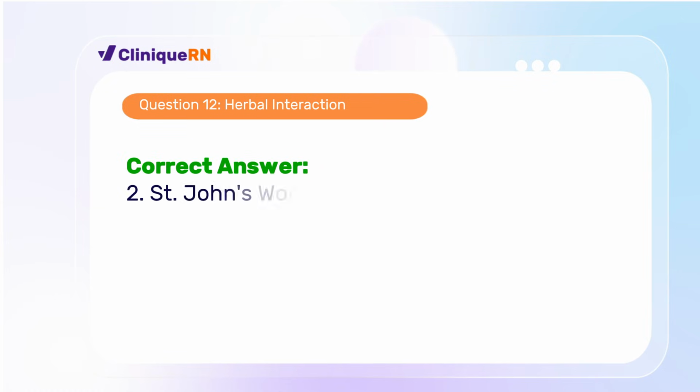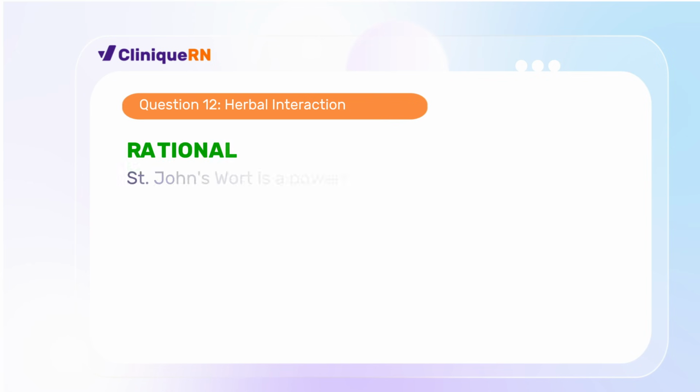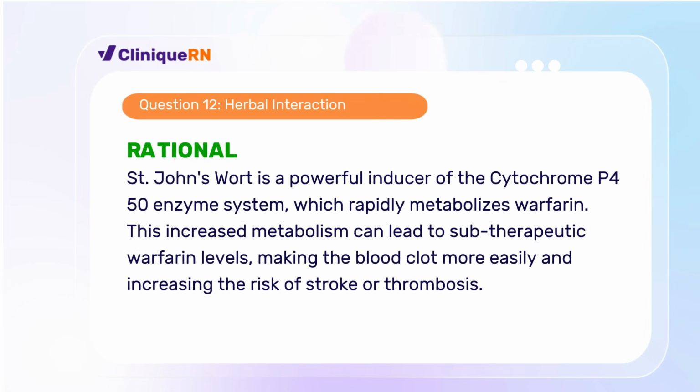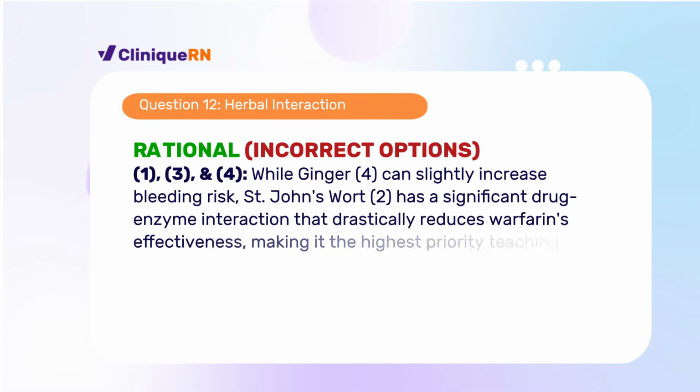The correct answer is 2. St. John's wort. Rationale. St. John's wort is a powerful inducer of the cytochrome P450 enzyme system, which rapidly metabolizes warfarin. This increased metabolism can lead to subtherapeutic warfarin levels, making the blood clot more easily and increasing the risk of stroke or thrombosis.